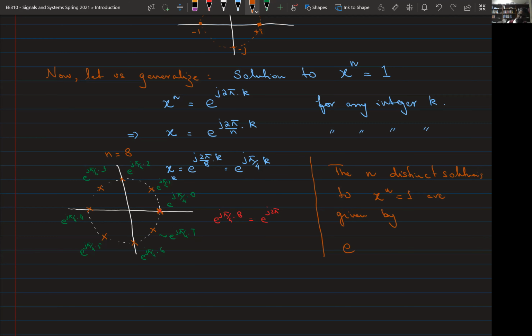e raised to power j 2 pi divided by n times k, for k equals 0, 1, all the way up to where? How far will k go? All the way up to n minus 1. Because when it becomes equal to n, this is once again 2 pi.